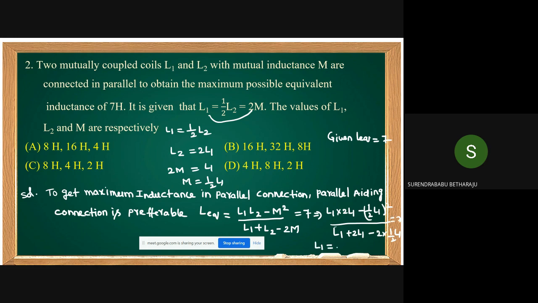Then you can solve for L1, students. How much L1 can we get? We can get L1 equal to 7 Henry. If L1 equals 7, then L2 equals 2L1, that is 14 Henry. Then M equals half L1, that is 3.5 Henry. That is 7, 14, 3.5.